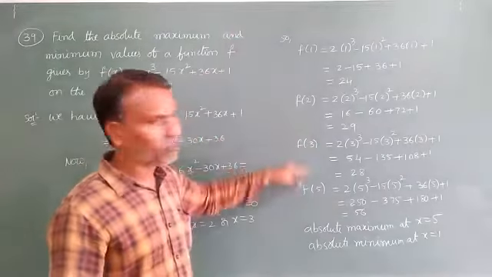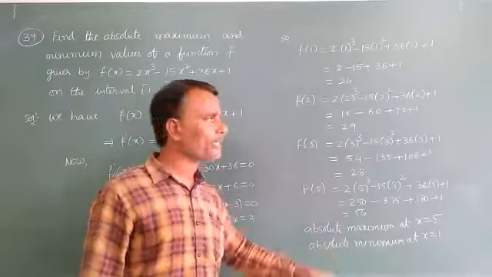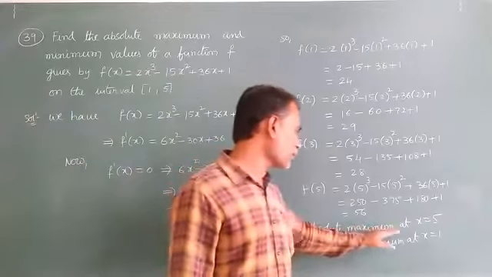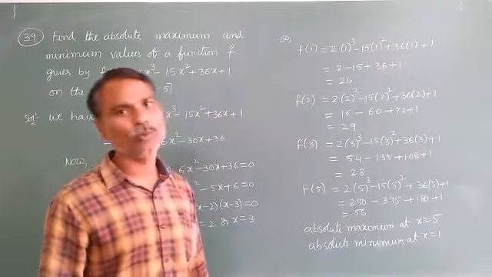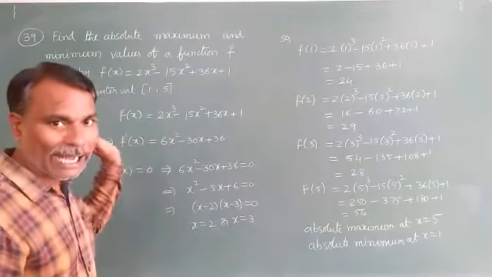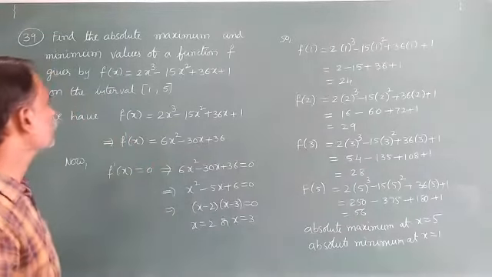Out of these four, which is the highest value? F of 5 is the highest value. F of 1 is the smallest value. So the absolute maximum is at x equal to 5, and the absolute minimum is at x equal to 1. This is the model for finding absolute maximum and absolute minimum.